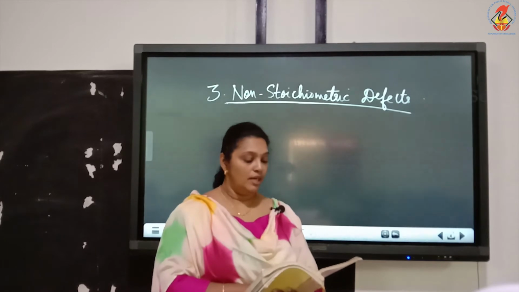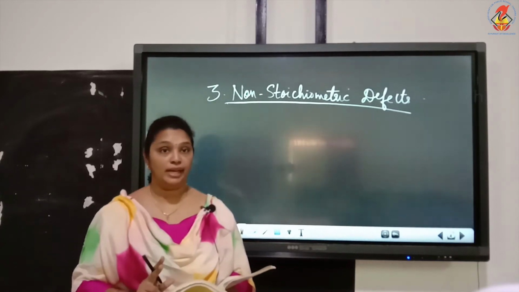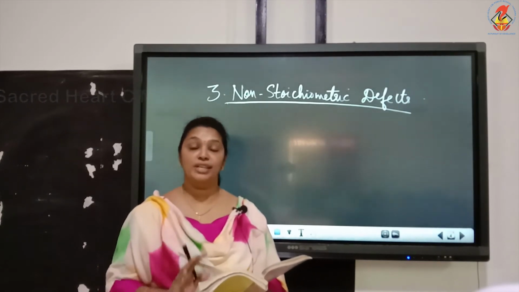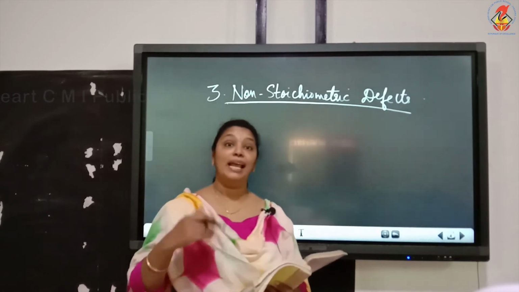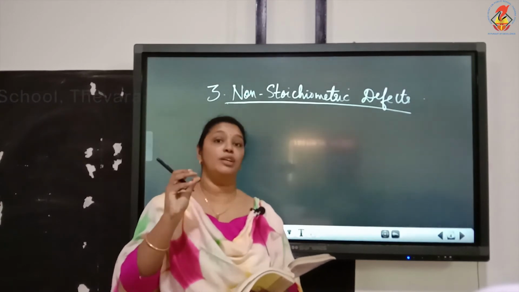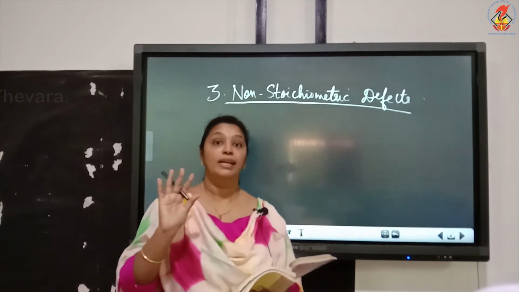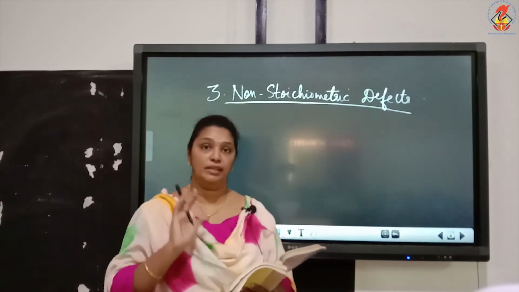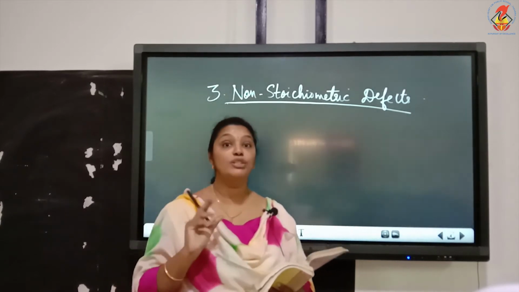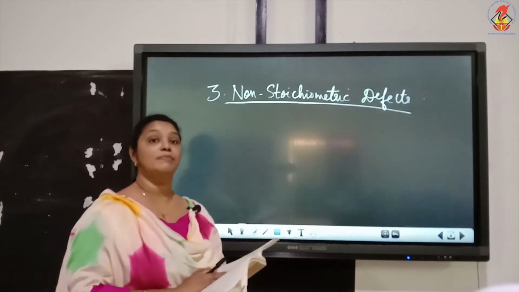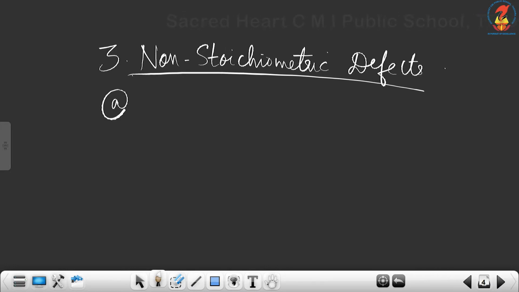Okay. Now, these defects are divided into 2 types. First is metal excess defect and second is metal deficiency defect. Metal excess defect means the amount or the ratio of that cation present, the metal is cation, will be more. And metal deficiency means the amount of that metal ion will be less. So, they are non-stoichiometric compounds. First let us see the first type, metal excess defect.